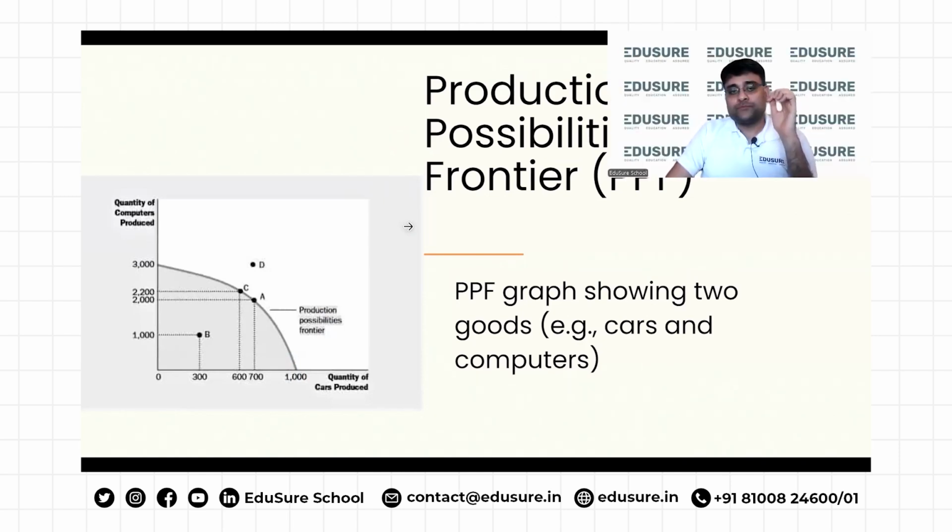More likely the resources will be divided between the two industries. कभी भी 0 computer या 0 cars will not be produced. हमेशा वो division होगा. The feasible combinations of outputs are shown in the production possibility frontier. तो ये जो production possibility का frontier के जो points हैं, ये points are basically the feasible points.